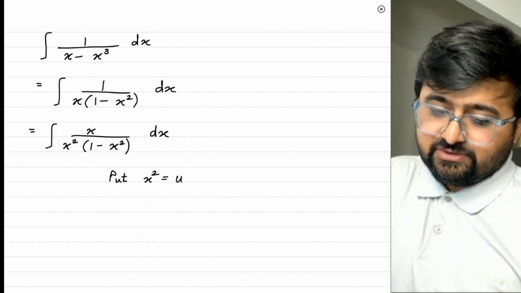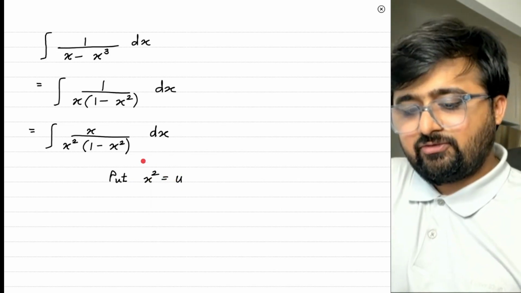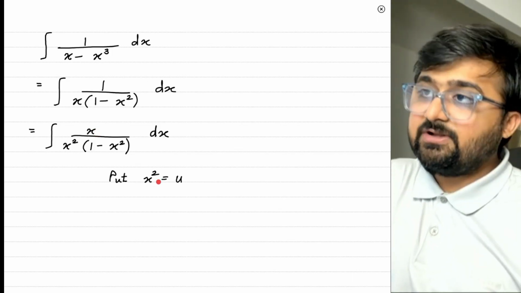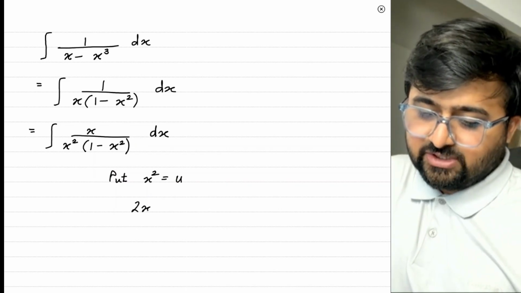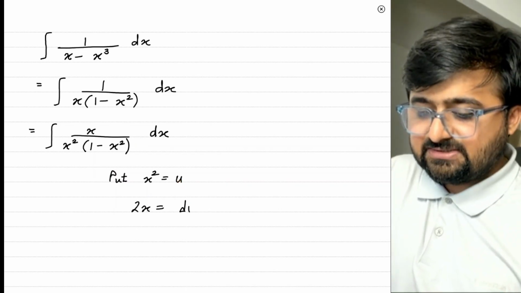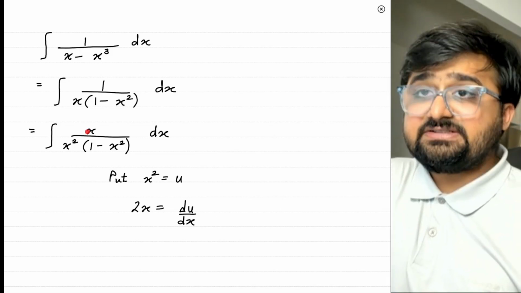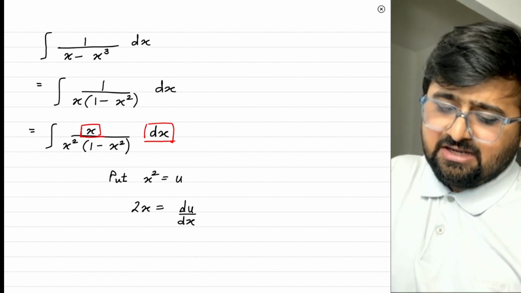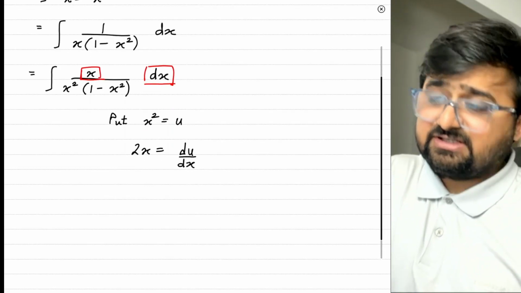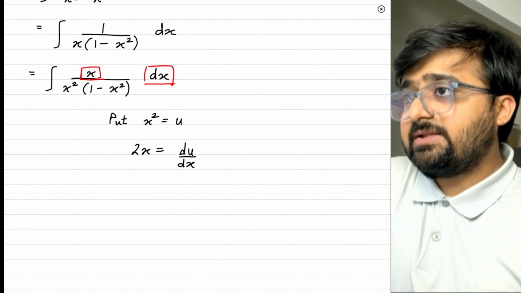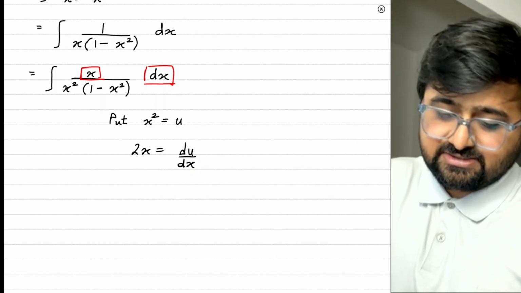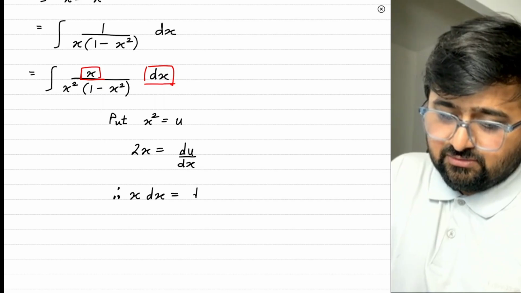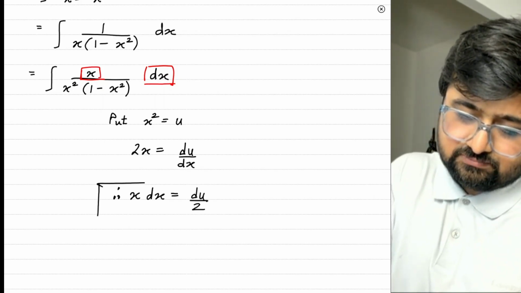The moment you put x squared equal to u, let's differentiate both sides with respect to x. In order for us to convert that integral from the x world to the u world, differentiation of x squared is 2x, and differentiation of u with respect to x is du by dx. If you notice this carefully, there is x times dx in the numerator, and there is that x dx getting generated over here. So just multiply the dx on the left hand side and take that 2 to the right hand side. You will therefore have x dx equal to du divided by 2.